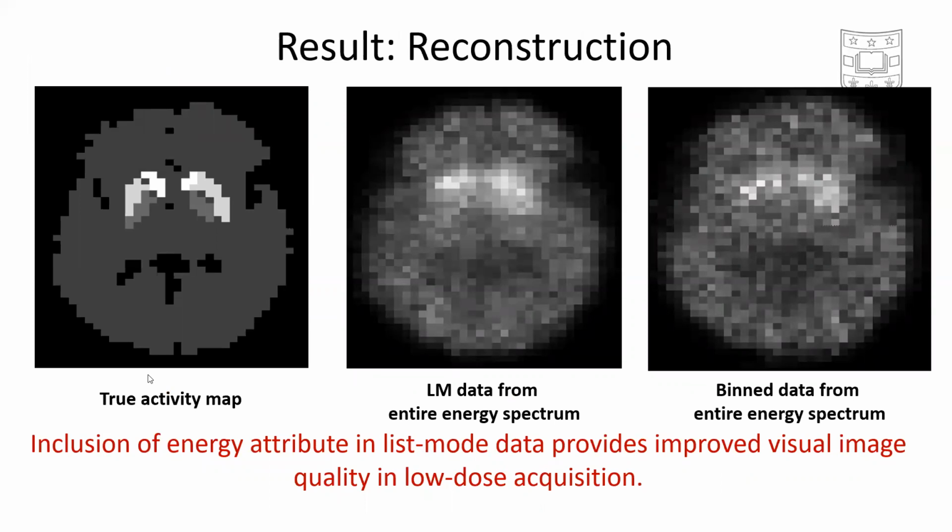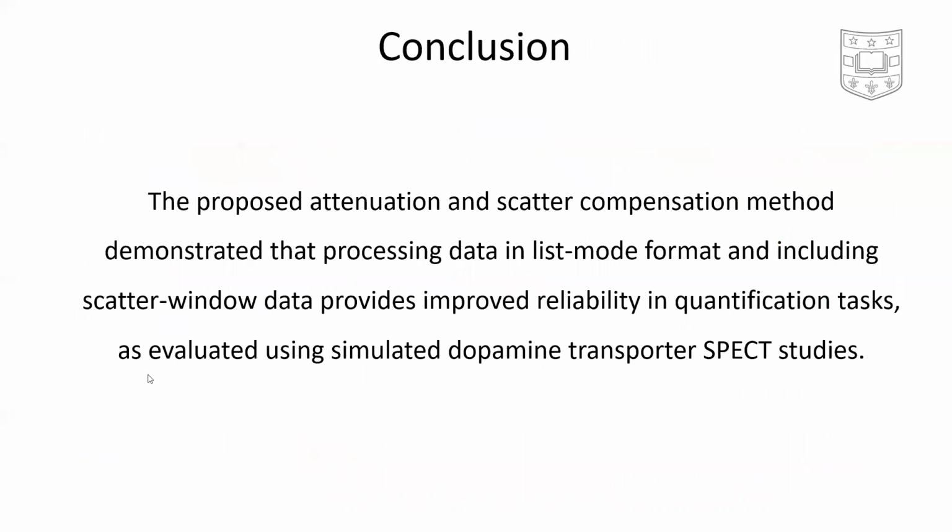The reconstructed results from low-dose data showed improved visual quality when list mode data was used compared to binning the attributes. The images obtained using the list mode data appear less noisy. To conclude, the proposed attenuation and scatter compensation method demonstrated that processing data in list mode format and including scatter window data provides improved reliability in quantification tasks, and we evaluated this using simulated dopamine transporter SPECT imaging.